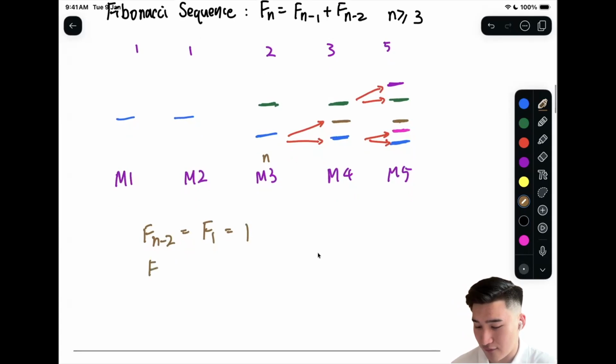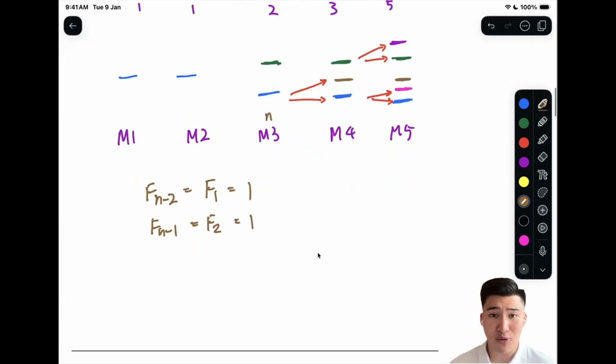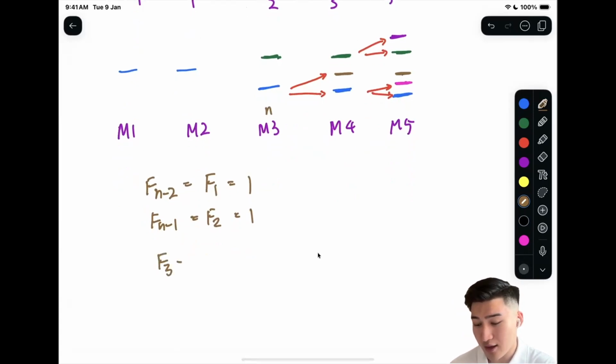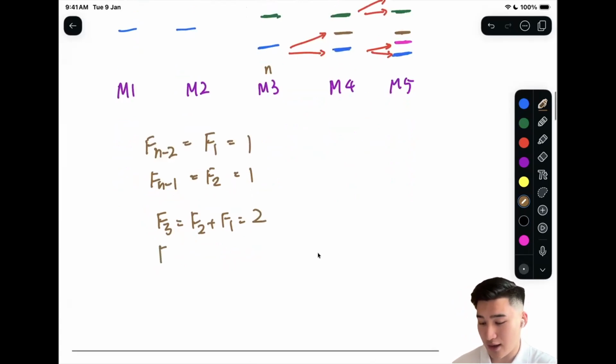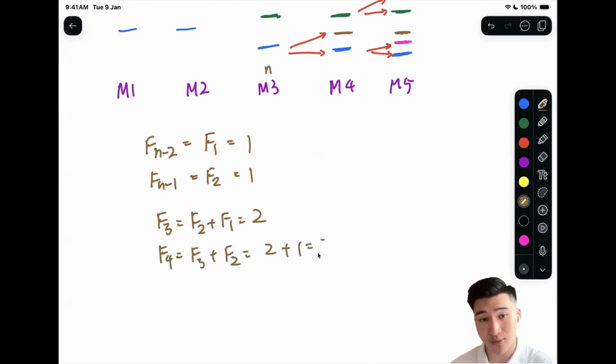And the same thing for Fn minus 1, it's F2. And F2, we only have 1. And so for the newer month, for the nth month, what we have is F3. F3 is equal to, we can start using the Fibonacci sequence, our F2 plus our F1, and hence we have 2. And then F4 is equal to F3 plus F2. So we know that F3 is 2 and F2 is 1, so 2 plus 1 is 3.